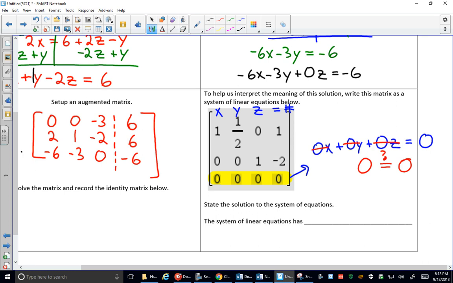What we can say there is, this is true all day, every day. 0 equals 0. When we find a mathematical statement that's true like this, we no longer have any variables. That tells us that this system has infinite solutions.